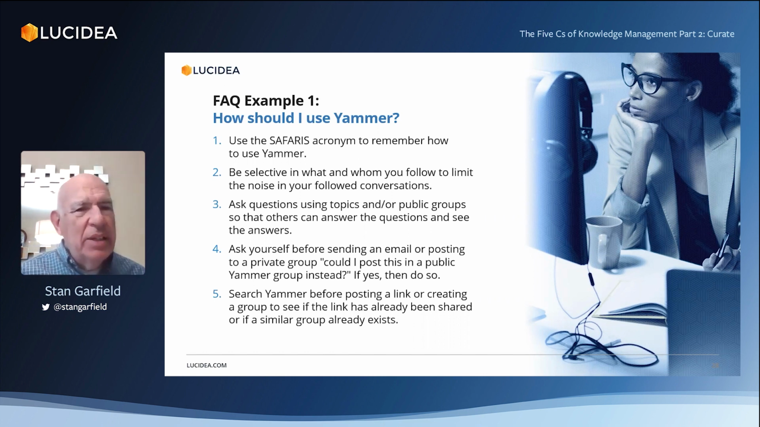And then I'd say be selective in what and whom you follow to limit the noise in your followed conversations. Ask questions using topics and groups so that others can answer the questions and see the answers. Ask yourself before sending an email or posting to a private group, could I post this in a public group instead? And if so, do that. And search Yammer before posting a link or creating a group to see if that link has already been shared or if a similar group already exists. So this is an actual FAQ answer. So you get an example of the kinds of things that you would want to say.